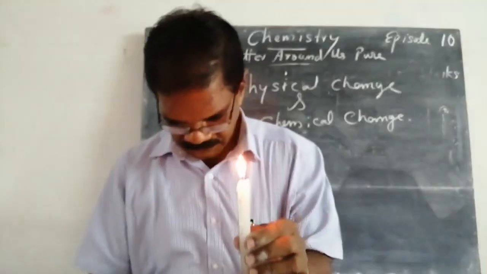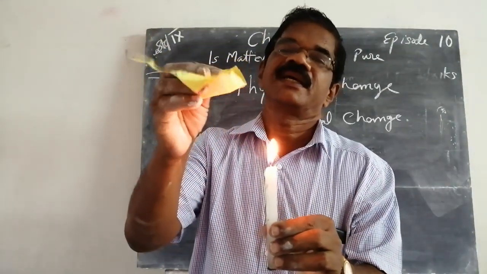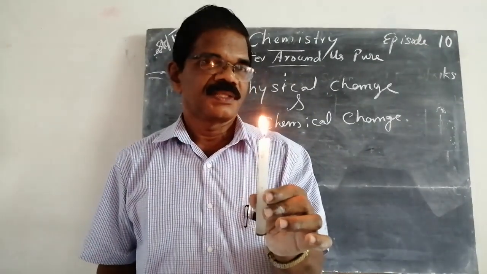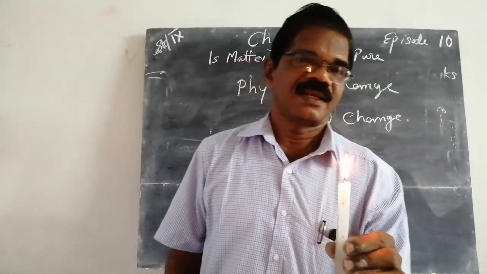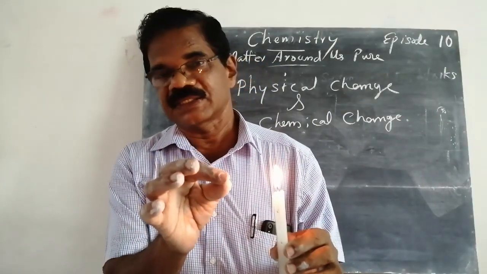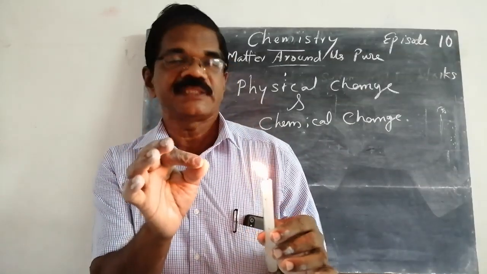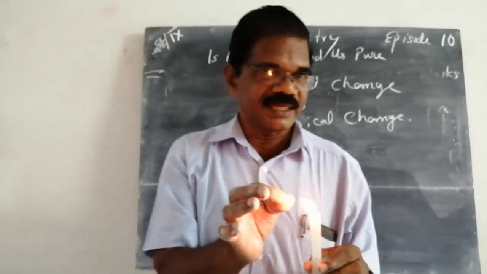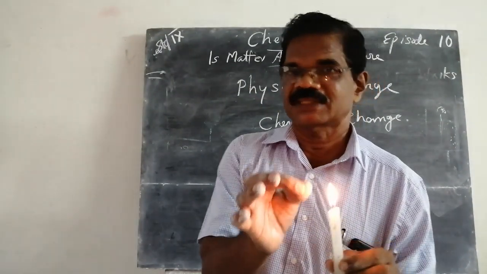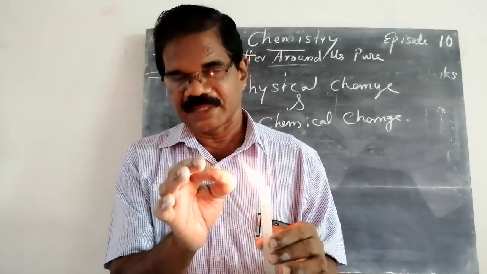If you hold a paper over it, you can see that carbon dioxide and water are formed. So in the burning of a candle, both changes occur simultaneously. What are the two changes? Physical changes as well as chemical changes occur simultaneously in the burning of a candle.